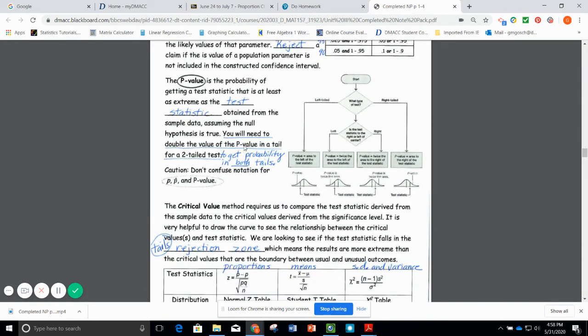But if you're using the table, you would have to double the p-value from that table to tell you the probability that are in both tails. But if you're doing a left tail test or a right tail test, you're only looking at that one tail, and the p-value that you get from the table is the correct from one tail.